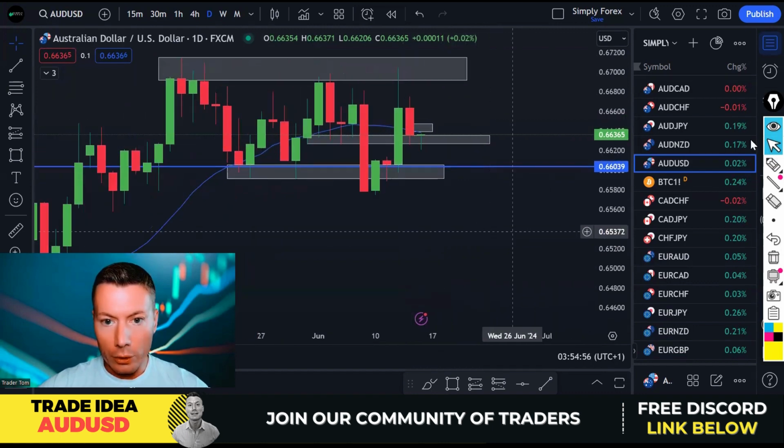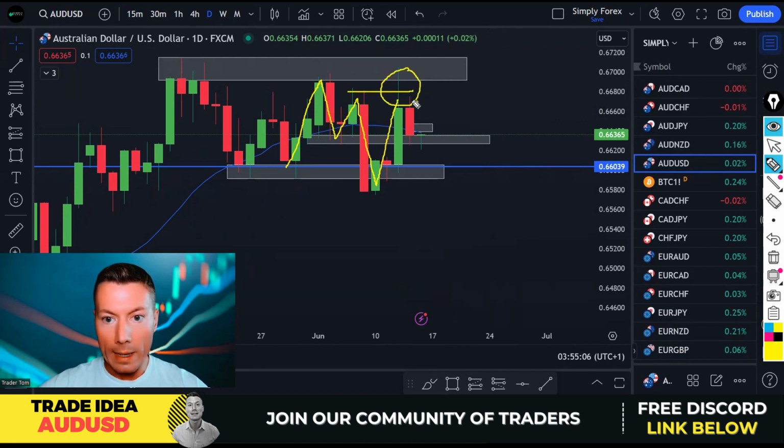For me, on Aussie dollar, US dollar, we were in this uptrend and then bang, downtrend. These last highs have held, bearish wick, bearish candle, and we've got room to move back down to this support zone in here and this 600 psychological level. You can see there's room here.